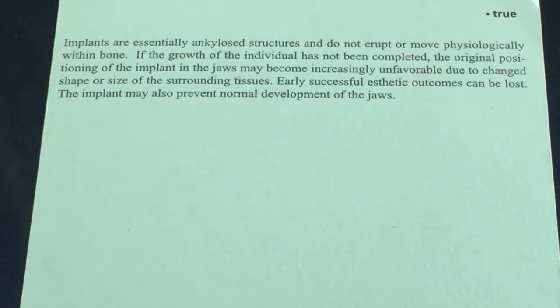If the growth of the individual has not been completed, the original positioning of the implant in the jaws may become increasingly unfavorable due to changed shape or size of the surrounding tissues. Early successful aesthetic outcomes can be lost. The implant may also prevent normal development of the jaws.